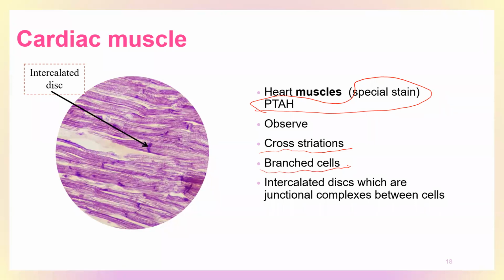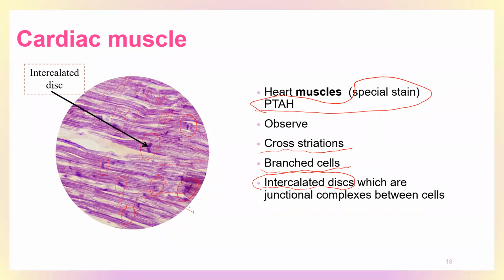Cardiac muscles are of course branched, okay? And the most important thing are these intercalated discs, right? So with PTAH you can see the intercalated discs very clearly. Okay? So these are the intercalated discs which are visible, and of course you can see the cross striations. Right? Cross striations and intercalated discs, and there are branchings.